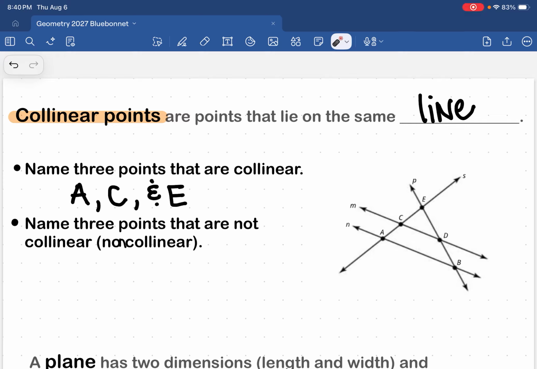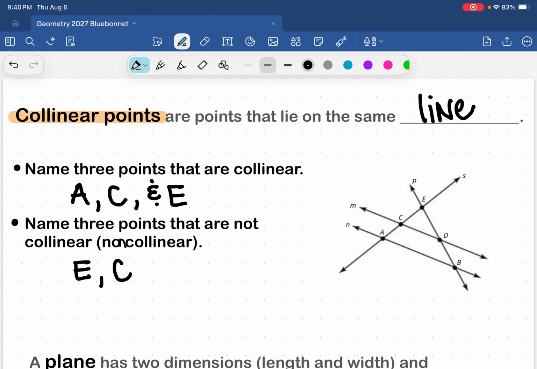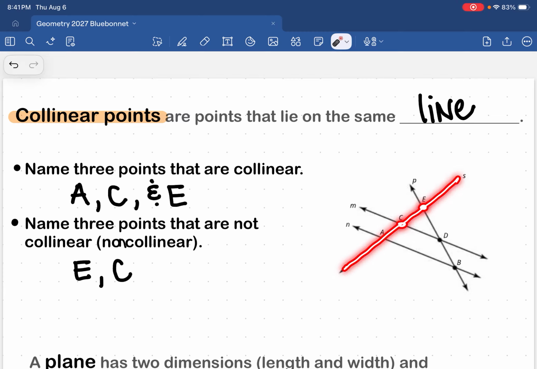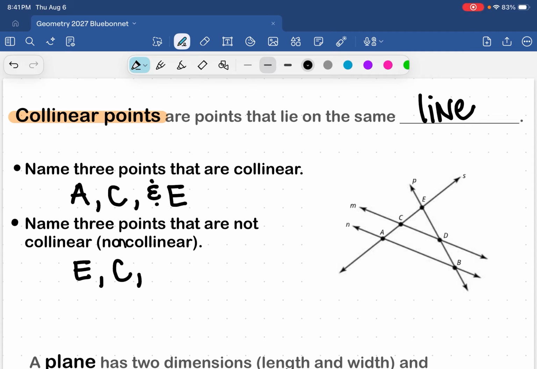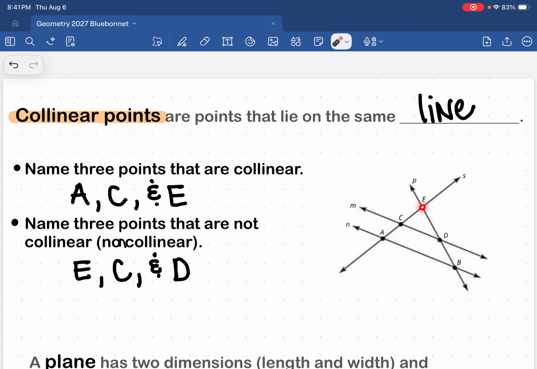Now let's go ahead and look at our picture and let's name 3 points that are not collinear, or what we call non-collinear. Now to be non-collinear, we want to think in a triangular shape. So two of the points, like let's take a look at points E and C, they could be on the same line, line S in this case. But then all I have to do is pick one other point, like D, to create the non-collinear. So E, C, and D, they make a triangle.